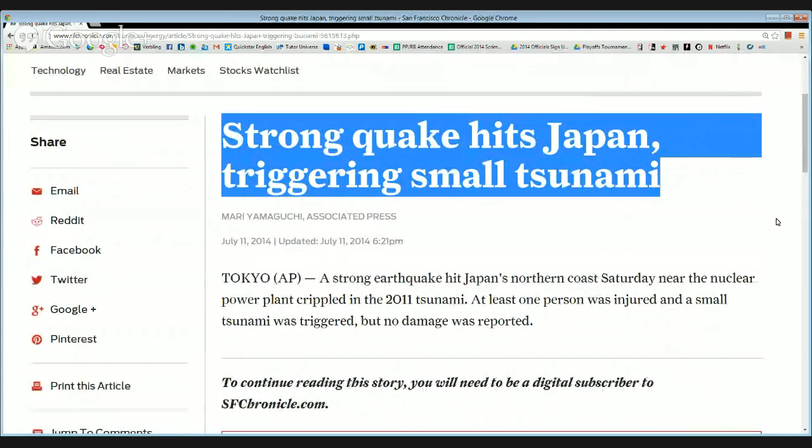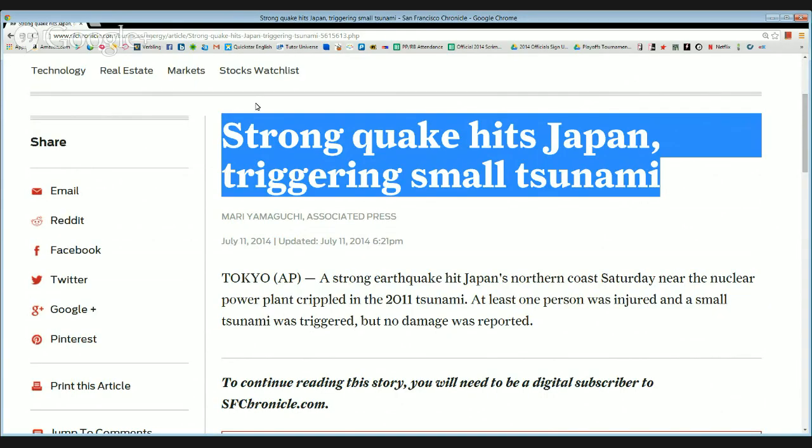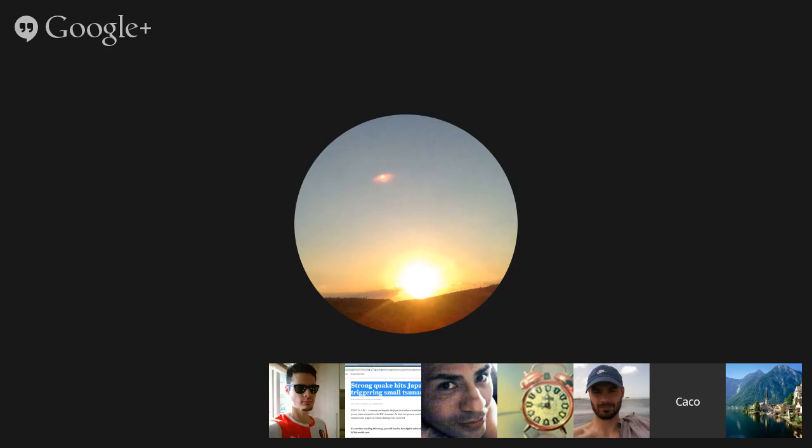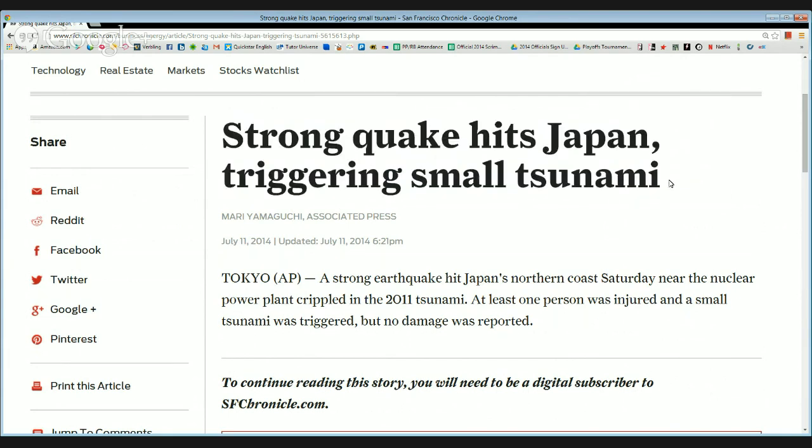Strong quake hits Japan, triggering small tsunami. How can we make this a complete sentence? A strong quake hits Japan. What else can we do? I think we need another article. A strong quake that hit Japan is triggering a small tsunami. Yeah, good. A strong quake that hits Japan is triggering a small tsunami. Very good. That's great. I like it.